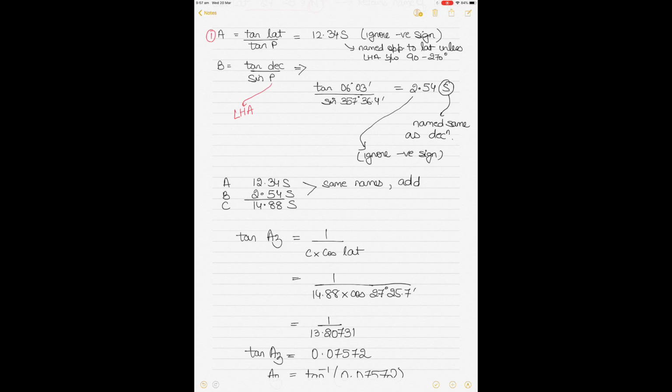So A is equal to tan lat divided by tan P, which is 12.34 if you put in the values. Please ignore any negative sign if you get one. You don't have to include the negative sign in the final value. But you have to name it. You name it south in this case.